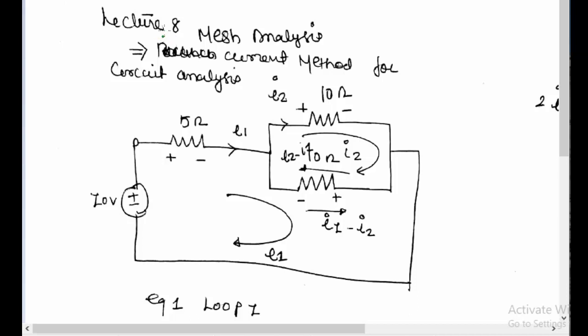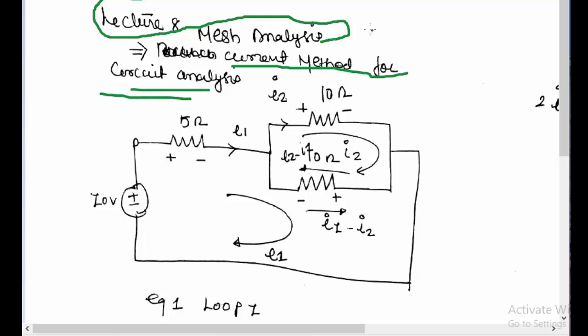Moving further, the next lecture is about mesh analysis, or the current method for circuit analysis. This is also known as mesh analysis, loop analysis, or the loop method, used to solve electrical circuits.